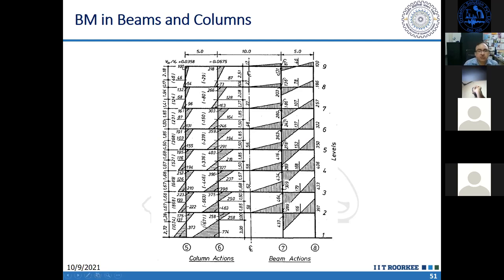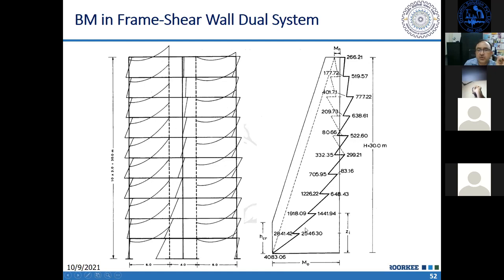The decision of column and shear wall is done based on the bending moment diagram. So here what you see is the bending moment diagram in beams and columns of a frame. Left side is showing the distribution in columns and right side is showing the bending moment in beams. What you see here is that there is a point of counterflexure near the mid height in columns. On the other hand, if you see the bending moment diagram in shear wall, you can see near the floors there is a jump in the bending moment in the shear wall also, but there is no point of counterflexure.